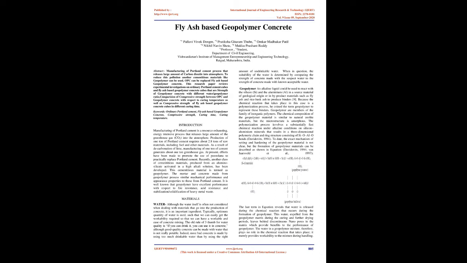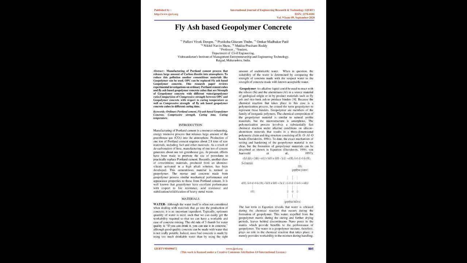Geopolymer, an alkaline liquid, could be used to react with the silicon, Si, and the aluminium, Al, in a source material of geological origin or in byproduct materials such as fly ash and rice husk ash to produce binders. Because the chemical reaction that takes place in this case is a polymerization process, he coined the term geopolymer to represent these binders. Geopolymers are members of the family of inorganic polymers.